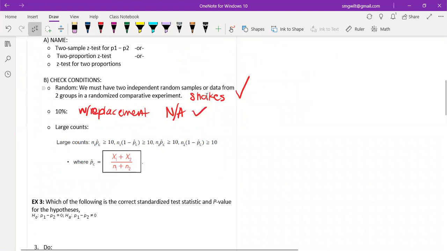We're going to look at large counts. So in large counts, it changes a little bit. So notice that I have 4 things I have to check because again, I have 2 separate samples. So I'm checking sample size times this p hat sub c. So that value is determined using the formula x1 plus x2 over n1 plus n2.